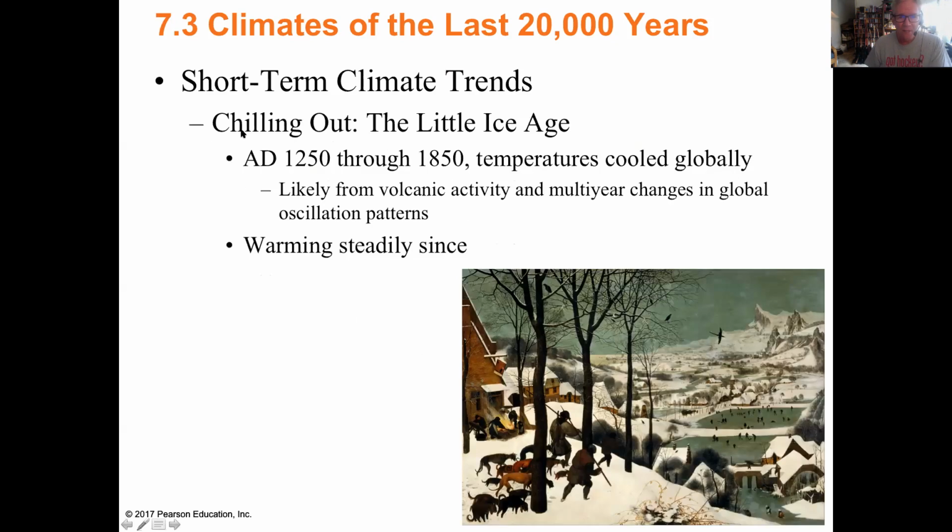Then the other one that usually gets a lot of attention is the Little Ice Age. From about 1250 through 1850, temperatures cooled globally, and most people think this was from volcanic activity and changes in what we call the global oscillation periods in the ocean. Ever since about 1850, temperatures have been warming, and most people think that's because of industrial activity putting pollutants into the air.